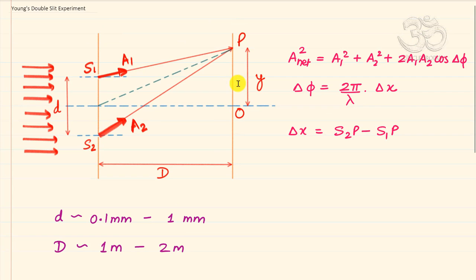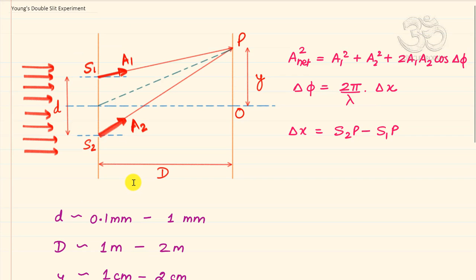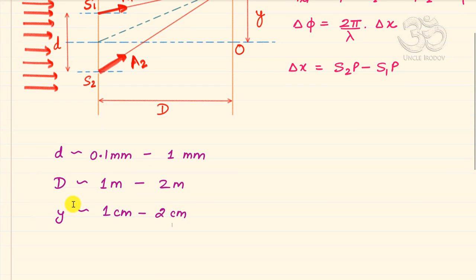And this distance y is again actually pretty small. Y is typically of the order of 1 centimeter, usually less than that, or at the maximum 1.5 to 2 centimeters, not more than that. So these are the distances that we are talking about. Now when I look at these distances and see what approximations I can make, the one that immediately strikes me is this: small d by capital D is going to be much smaller than 1.